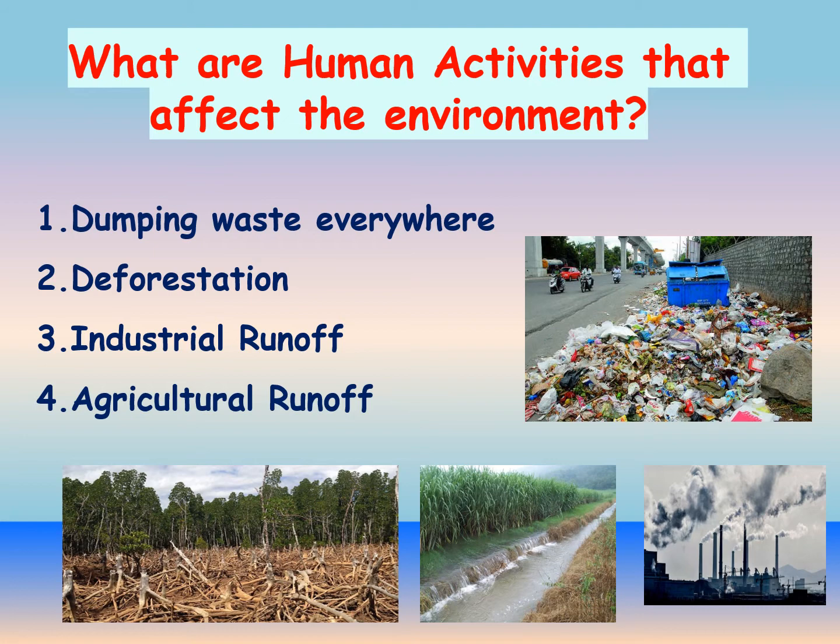Agricultural runoff is water from farm fields due to irrigation, rain, or melted snow that flows over the earth and can absorb into the ground, enter bodies of water, or evaporate. So these are the different human activities that affect the environment: dumping waste everywhere, deforestation, industrial runoff, and agricultural runoff.